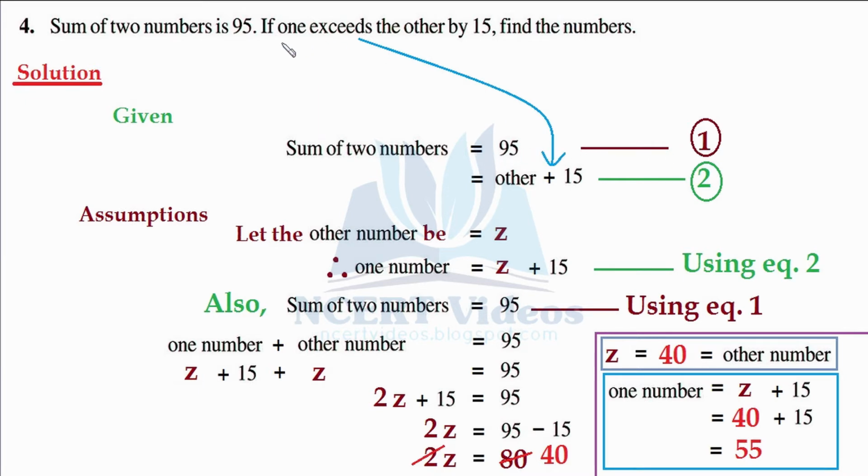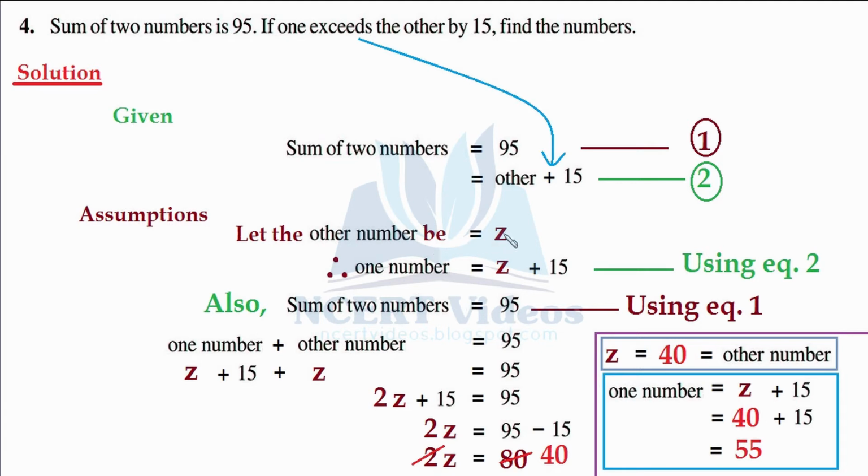And the second equation we will derive from this statement. If one exceeds the other by 15, it simply means one number is equal to other plus 15. That is, it is 15 more than the one number. That gives you equation number 2. Henceforth, we have completed both the statements. We don't have any other information. With this information, we will assume certain things. So now we are coming to the assumptions part.